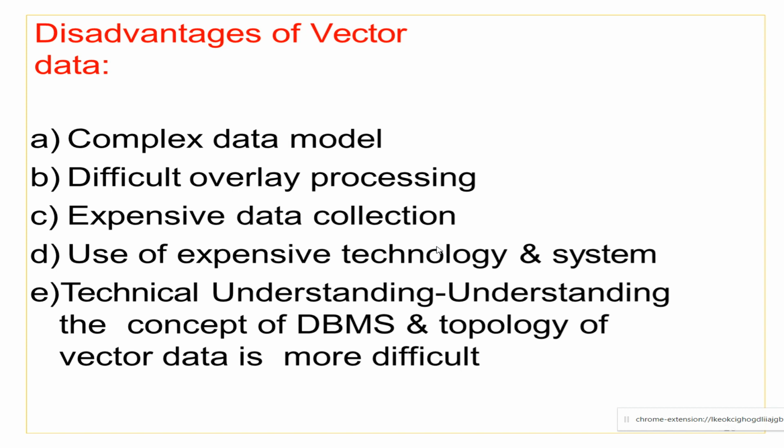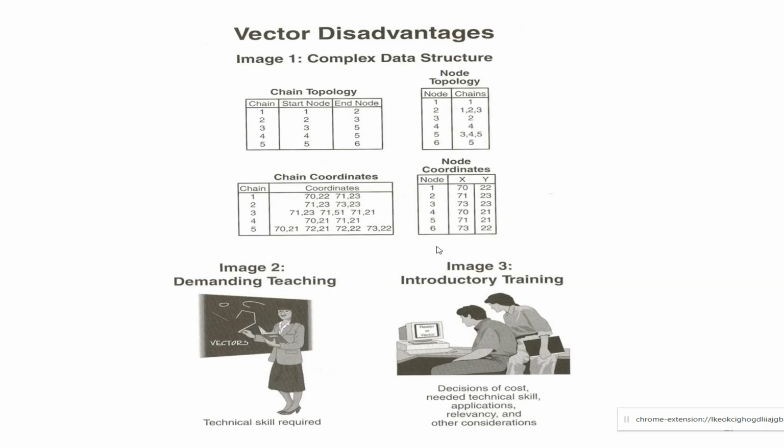If you are not aware of all the things by whom these were made, you need those skills to understand. If not, you are not able to deal with the vector data model as easily as with the raster data model. So disadvantages: complex data structure, handling the attribute table itself is a big task, and demanding training. You need a skill to understand this vector data model. Technical skill and introductory training are required, or you go through any workshop or training sessions on how we are allocating points, lines, and polygons.